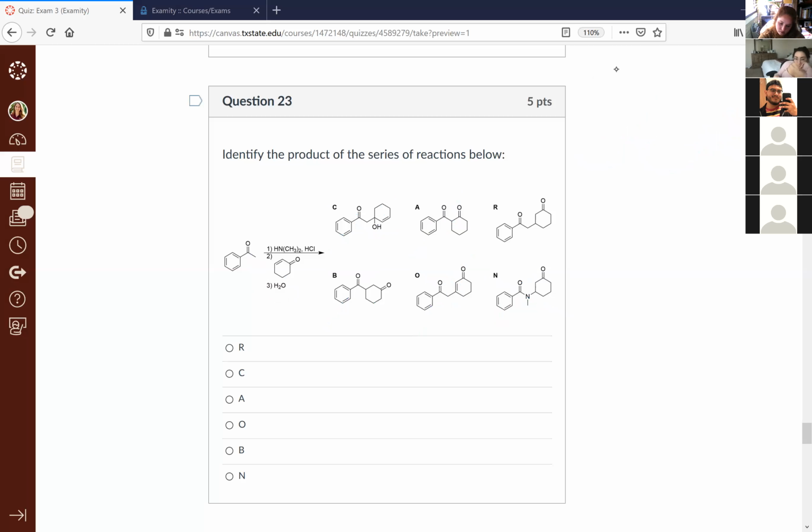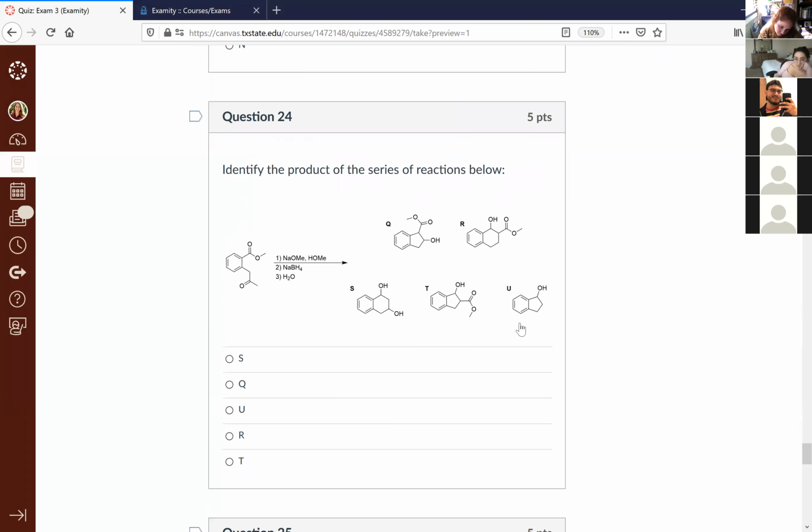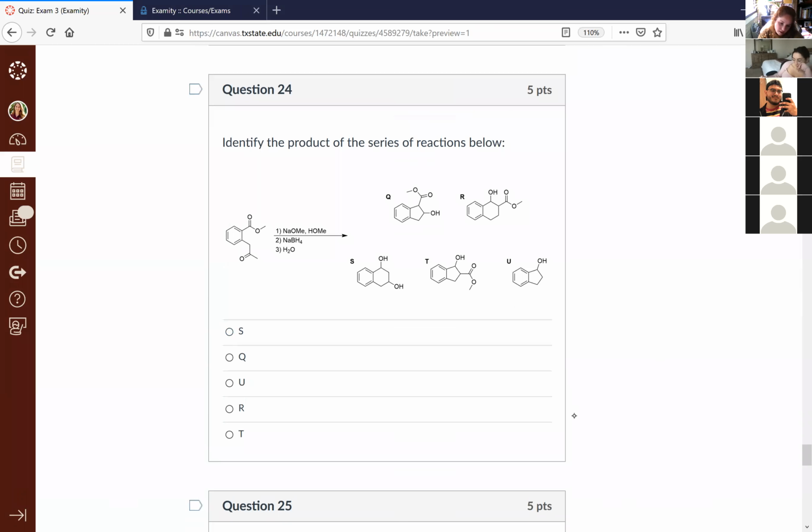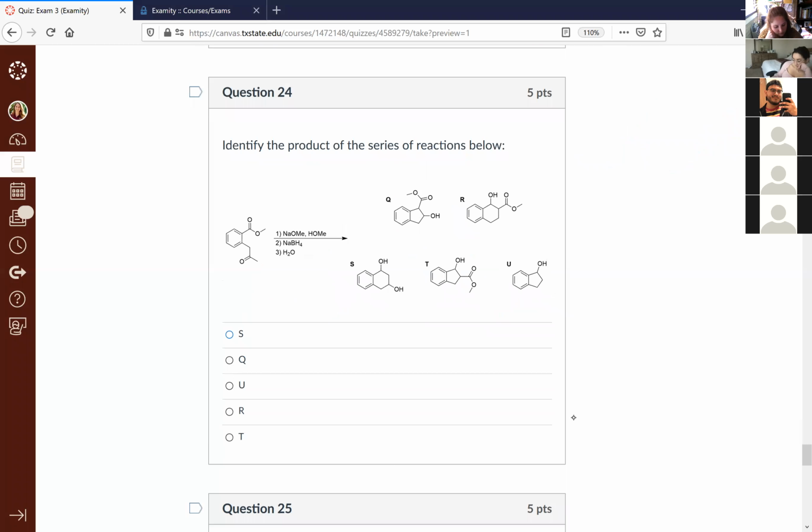Clear all that. So the correct answer was R. Okay. Identify the product of the series of reactions below.